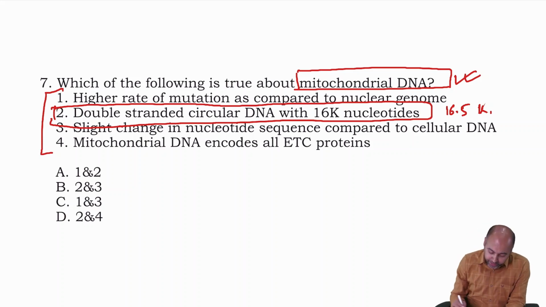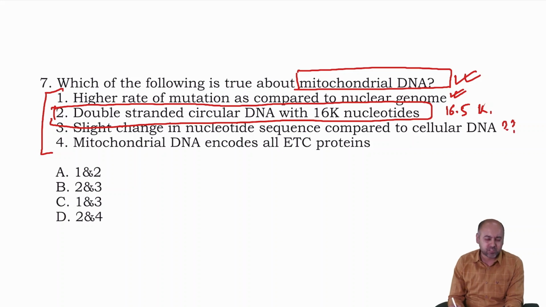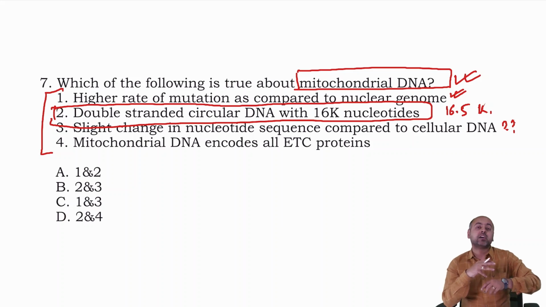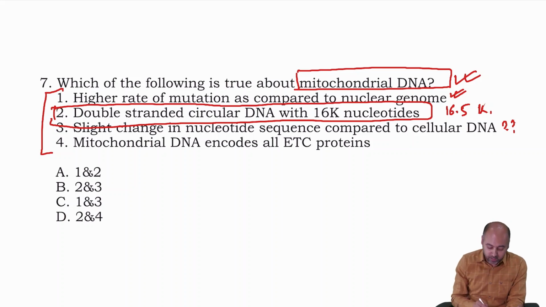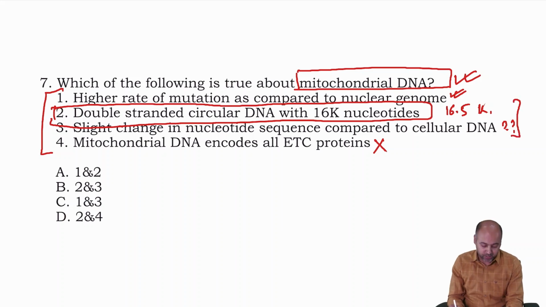Okay, higher rate of mutation as compared to nuclear genome. Okay, correct. Slight change in nucleotide sequence compared to cellular DNA. Now, this is also slightly ambiguous. Reason being, there is no change in nucleotide sequence, but the interpretation, that is the translation, is slightly different. Okay, so in certain cases, mitochondrial DNA encodes all ETC proteins. Again, wrong.